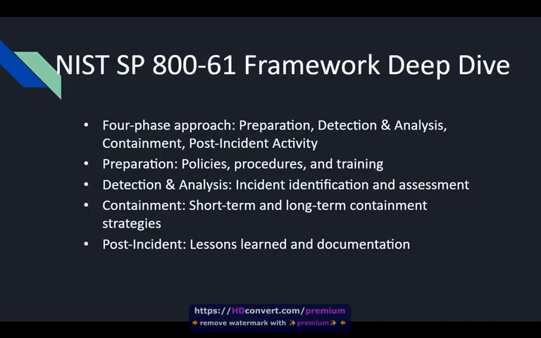Next one will be the detection and analysis phase. This phase mainly focuses on incident identification and assessment, using various monitoring tools and techniques to identify potential security incidents and determine their scope and impact. The containment phase addresses both immediate and long term response strategies, including short term containment to stop the immediate threat and long term containment to prevent recurrence.